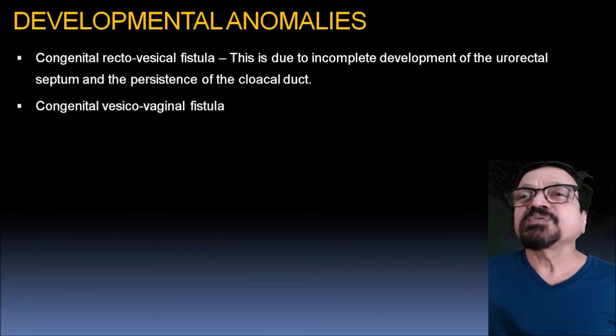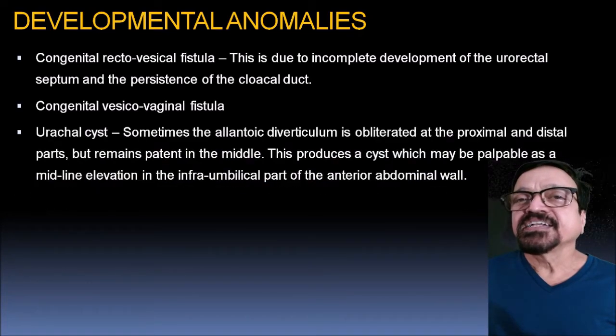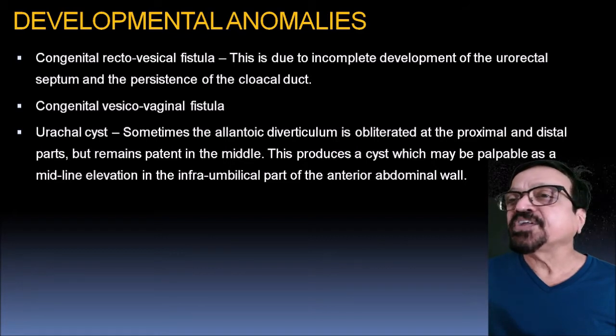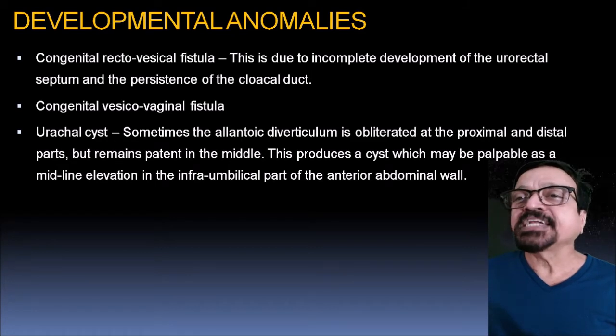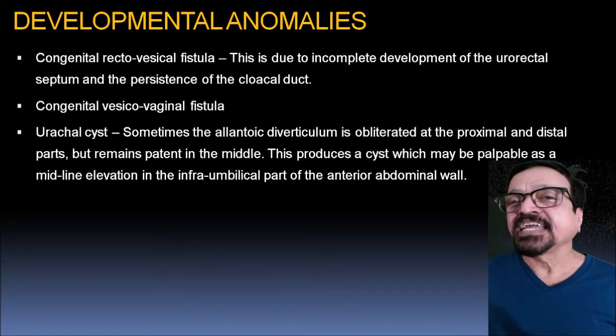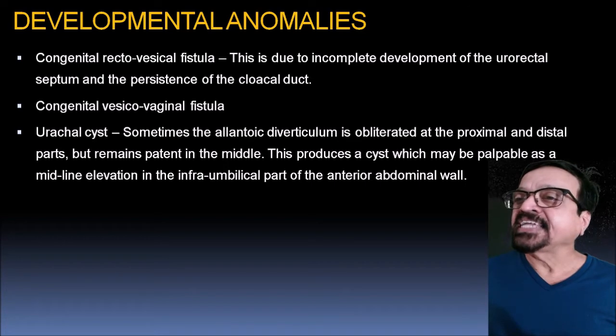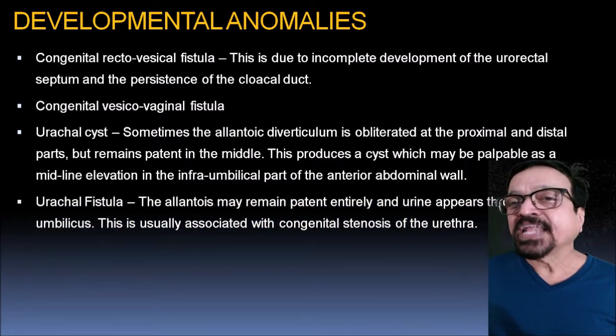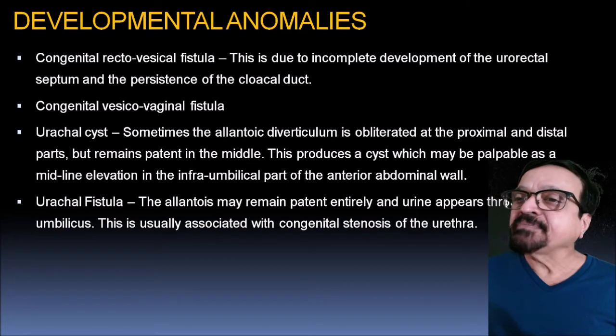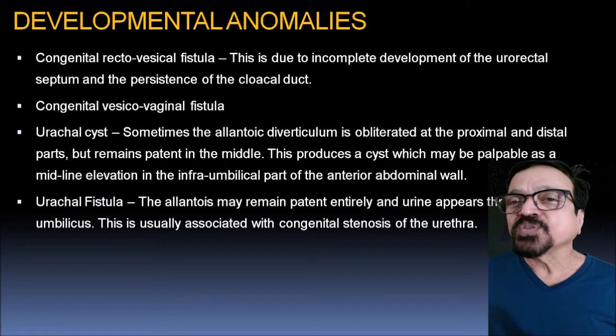Then congenital vesicovaginal fistulas are there. Then urachal cyst. Sometimes the allantoic diverticulum is obliterated at the proximal and the distal part but remains patent in the middle. This produces a cyst which may be palpable as a midline elevation of the infra-umbilical part of the anterior abdominal wall. Now, urachal fistula. The allantois may remain patent entirely and urine appears through the umbilicus. So this is called weeping umbilicus, the urachal fistula.